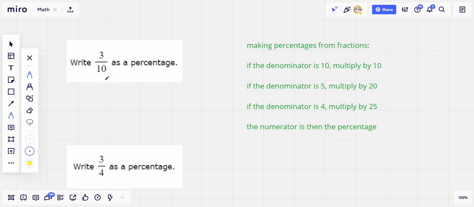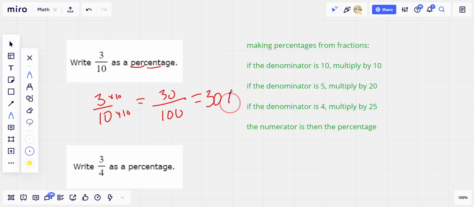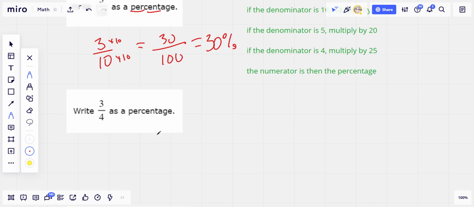If you see a 10 on the bottom of a fraction as a denominator, what you want to do to turn that into a percentage is just take that fraction and multiply the top and the bottom by 10. The reason you do that is on the bottom, when you multiply by 10, you get 100. And percent means per 100. So whatever's on the top then becomes your percentage. We've got 3 times 10, that would be 30. So 3/10 is 30%, 30 per 100. So with a denominator of 10, you multiply everything by 10.